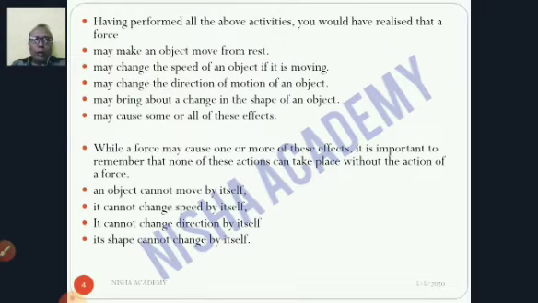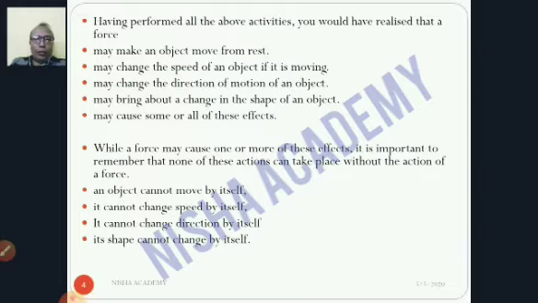So, force may make an object move from rest. Force may change the speed of an object if it is moving. It may change the direction of motion of an object. Force may bring about a change in the shape of an object. Also, force may cause some or all of these effects indicated above.